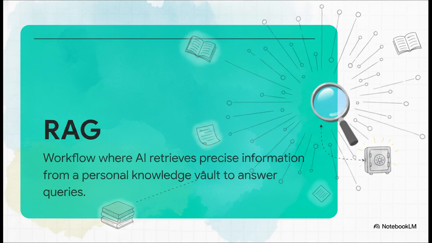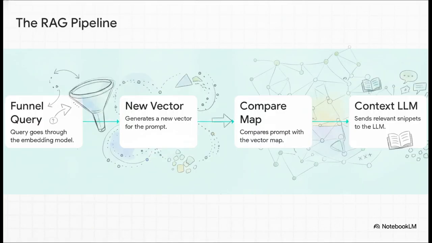And that vector map? That is exactly what powers Retrieval-Augmented Generation, or RAG. It's essentially the secret sauce in all of this. RAG is a workflow where your AI doesn't just guess an answer based on its general training. Instead, it actively retrieves precise, highly relevant information from your custom vector map, your own personal knowledge vault, before generating its answer. Let's see how this builds into an actual step-by-step pipeline.